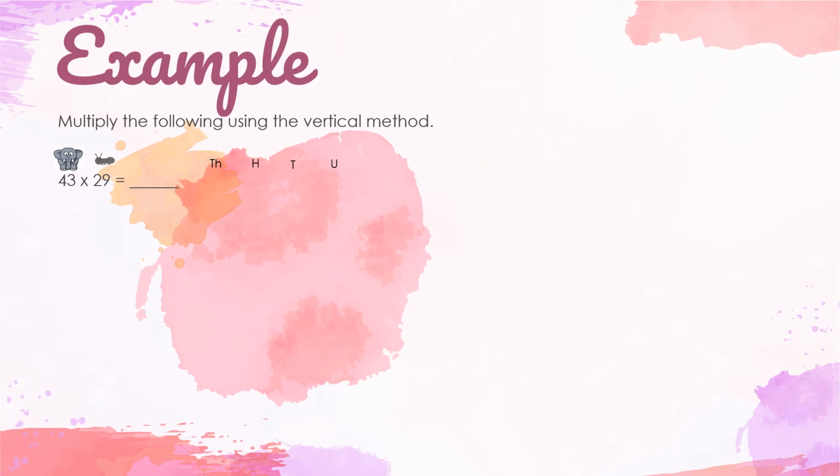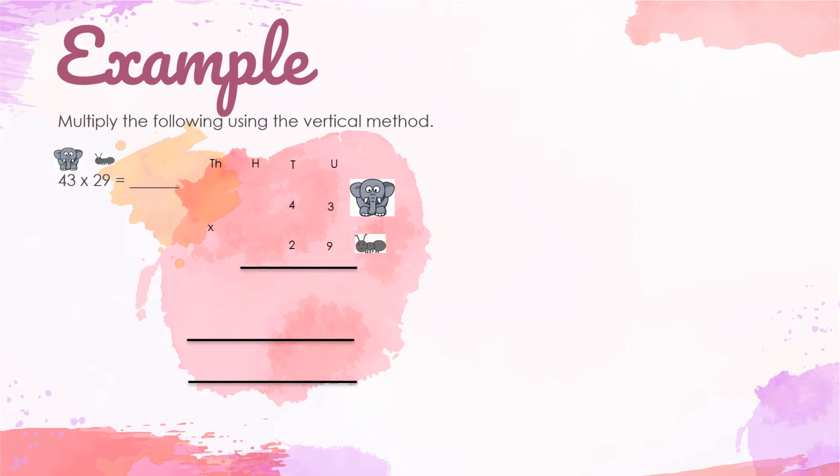Let's do an example of long multiplication using the vertical method. We're looking at 43 times 29. Our elephant is 43 and our ant is 29. Set up your working out space. Put your elephant on top, which is 43, and your ant on the bottom, which is 29. Now you start at the units column, and our first dance move is up.